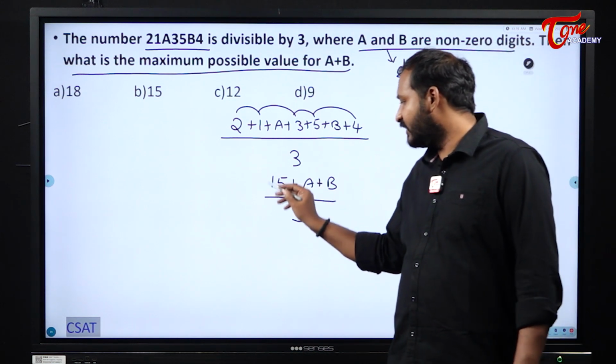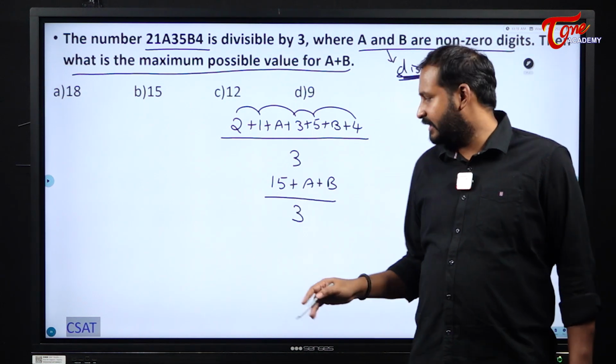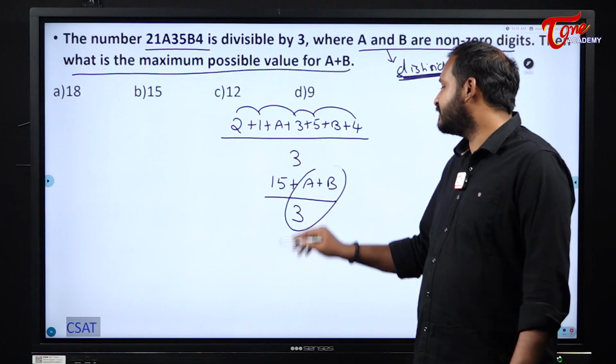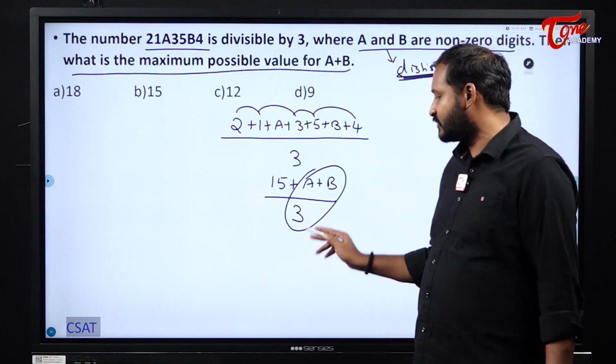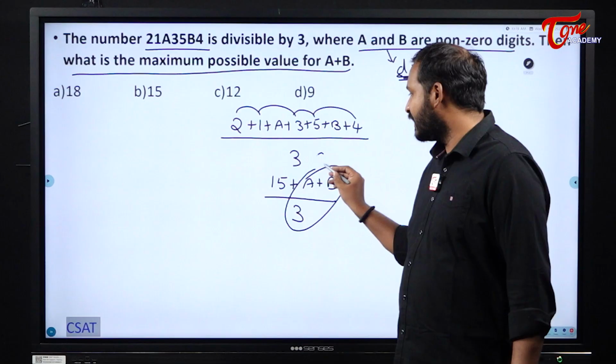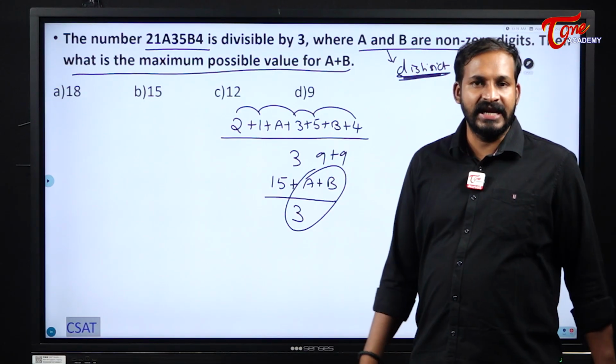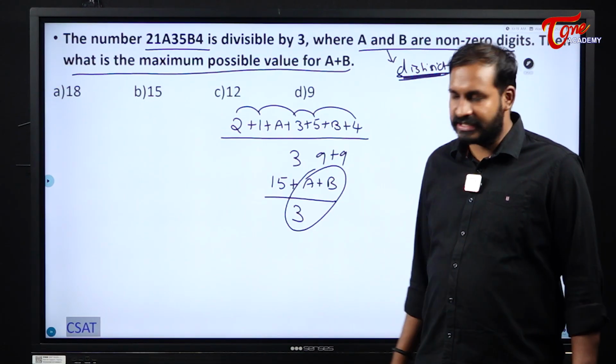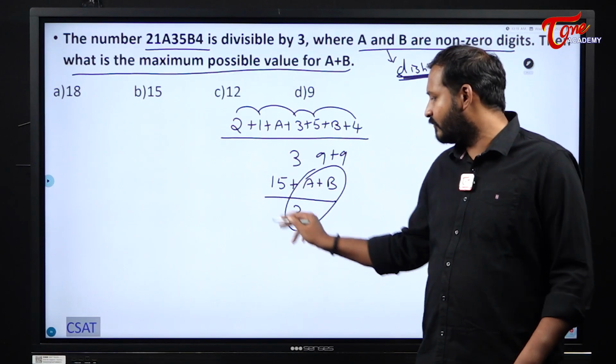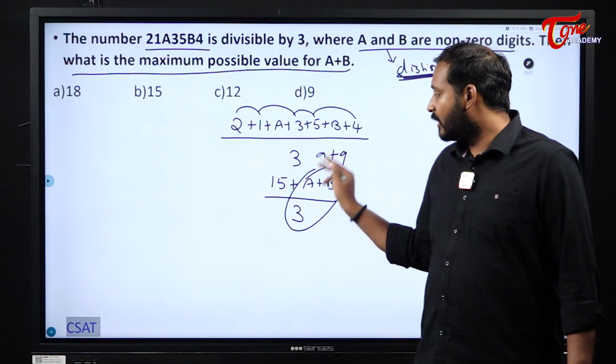Now please see here, 15 is divisible by 3. Now tell me, what is the maximum value of a plus b? Two single digits whose sum should be divisible by 3. 9 plus 9, right? 9 plus 9 is 18. 18 is divisible by 3. Already 15 is divisible by 3, so no need to worry about this 15. Put that aside.